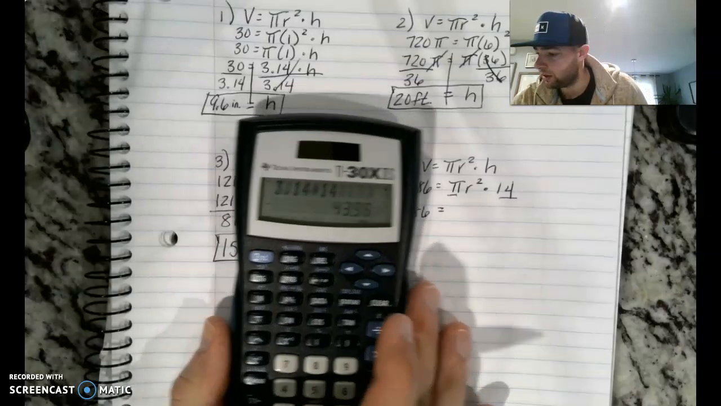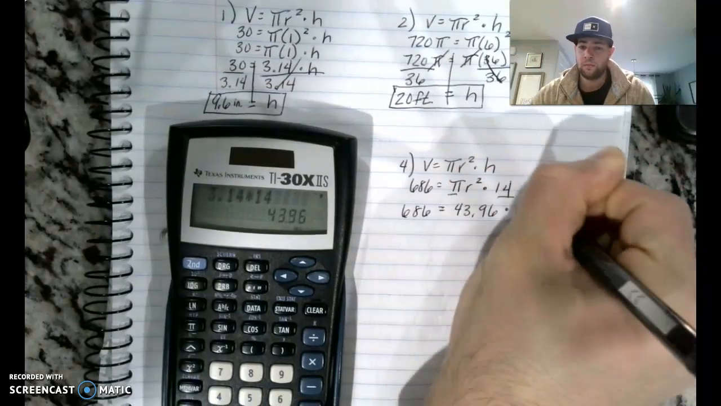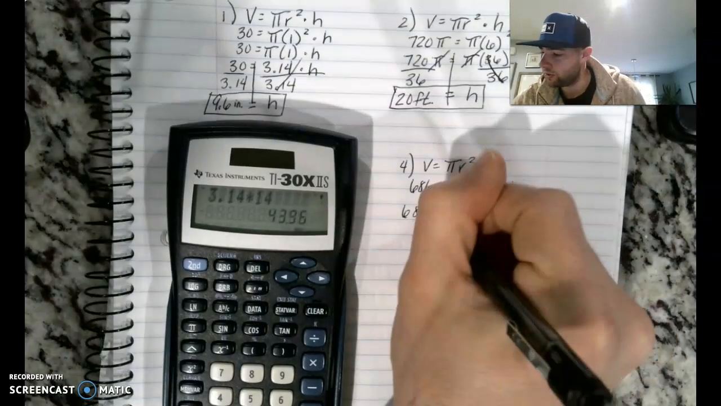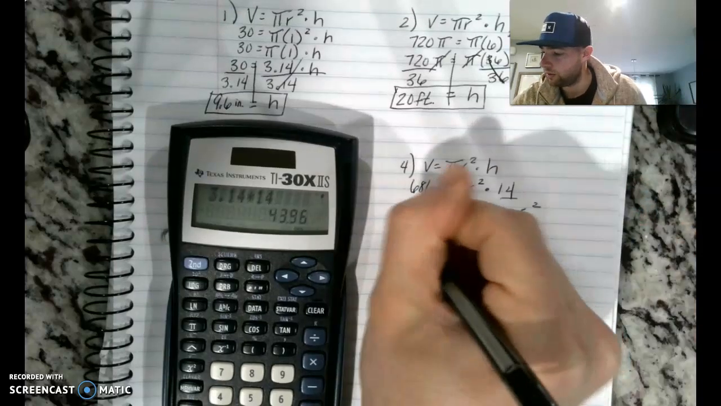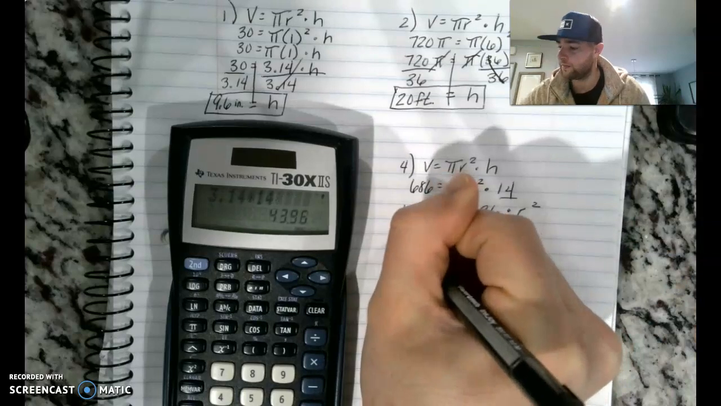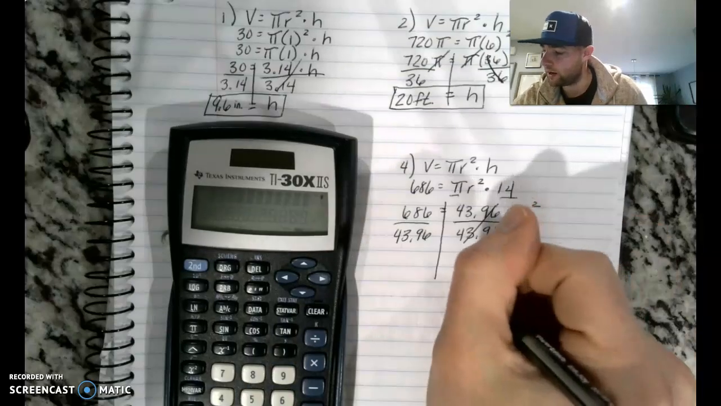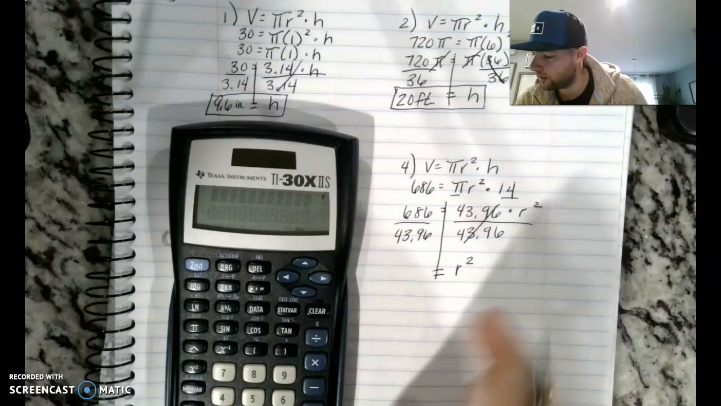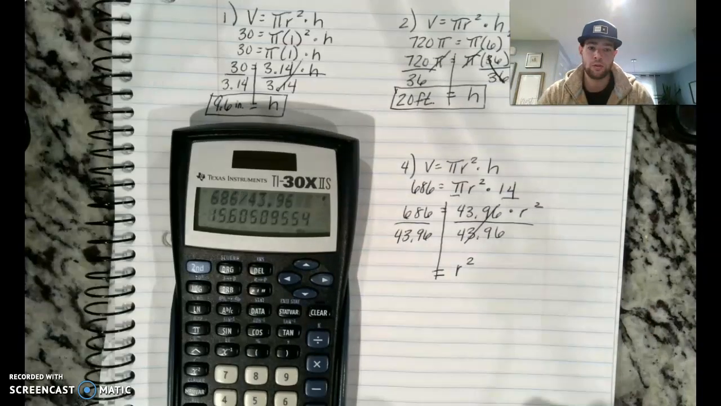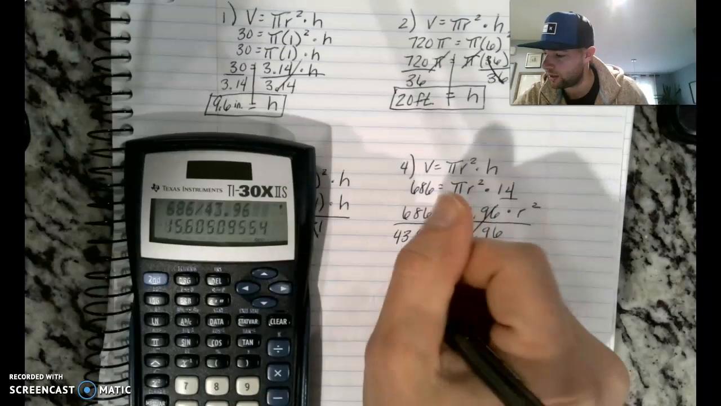So I have 43.96 times radius squared. And then to get our radius squared by itself, on the right hand side, I'm going to divide both sides by 43.96. Show what cancels, bring down radius squared on the right hand side equals, and we have 686 divided by 43.96, hit equals, and we get about 15.6. So I'm going to bring down just 15.6.